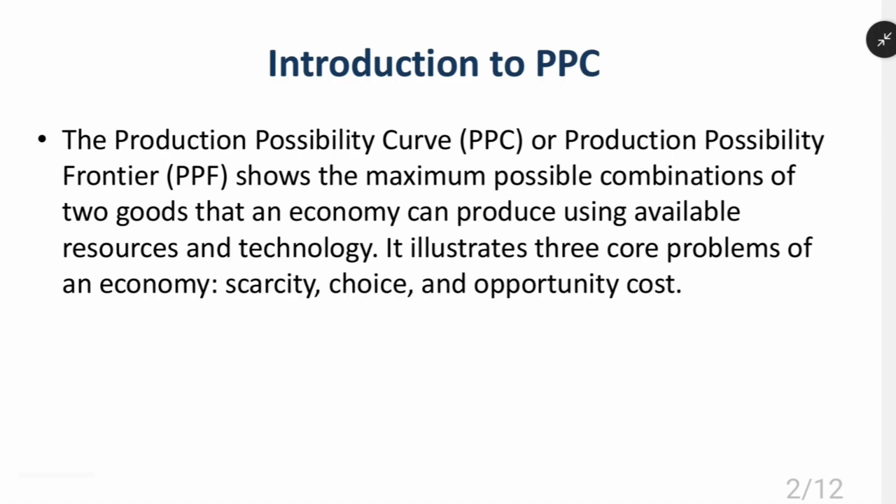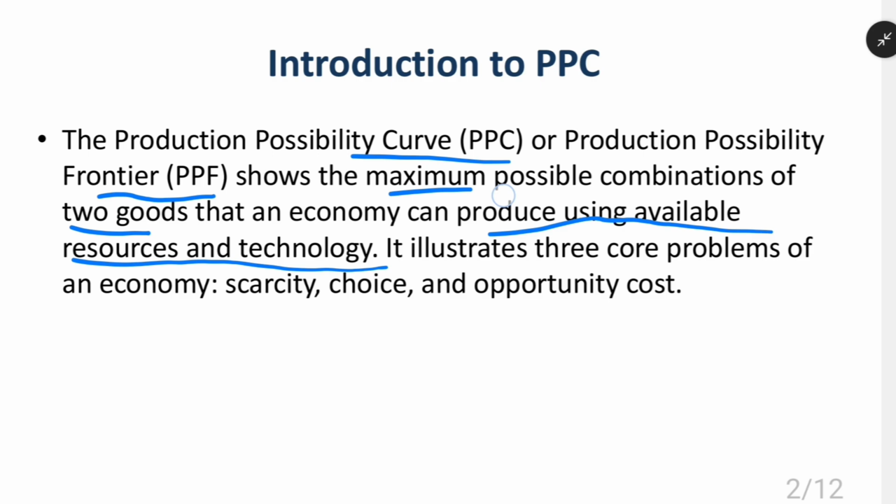Introduction to PPC. The production possibility curve, PPC, or production possibility frontier, PPF, shows the maximum possible combinations of two goods that an economy can produce using available resources and technology. So let us understand what it really says: the PPC shows the maximum possible combinations of two goods that an economy can produce using available resources and technology.